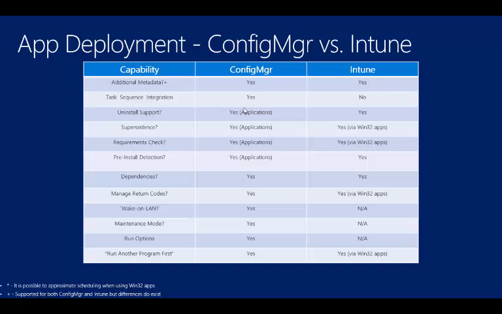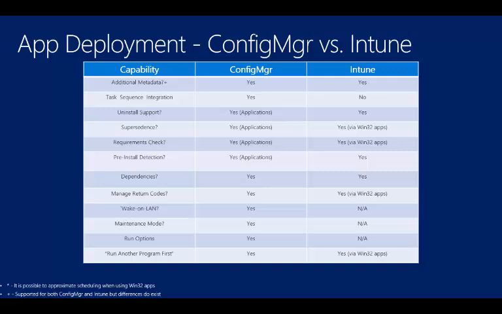Can we do a requirements check? Absolutely. With applications in ConfigMgr, we can. In Intune with Win32 apps, we absolutely can do the same, right? What about pre-install detection? Do we check first to make sure whether the app is installed already, or do we just go ahead and install it? Well, for the application model in ConfigMgr, yes, you will check. You'll have a pre-install detection in there. For Intune, yes, you can as well.